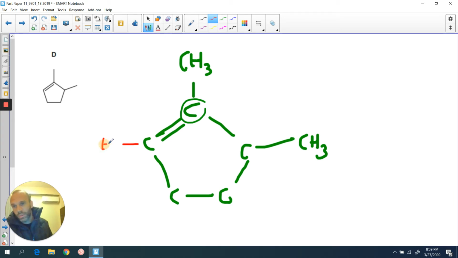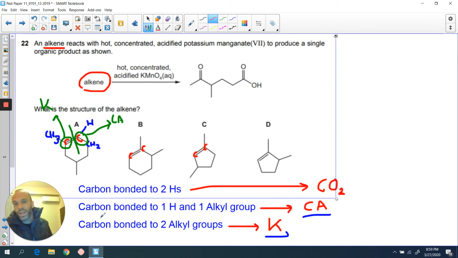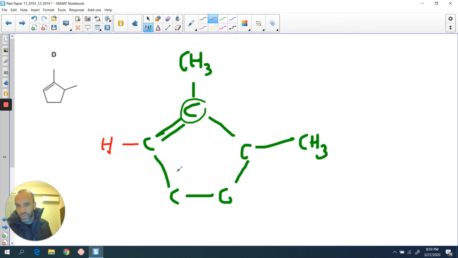And that's really important, because remember our rules, we're concerned with how many alkyl groups and how many hydrogens are involved, okay? So let's see what happens. The best way to think of it is this bond gets broken, okay? Now this carbon here is bonded to 1 hydrogen and 1 alkyl group, okay? I'll draw in the hydrogens there, just so we're not confused. So what happens if you've got 1 hydrogen and 1 alkyl group?